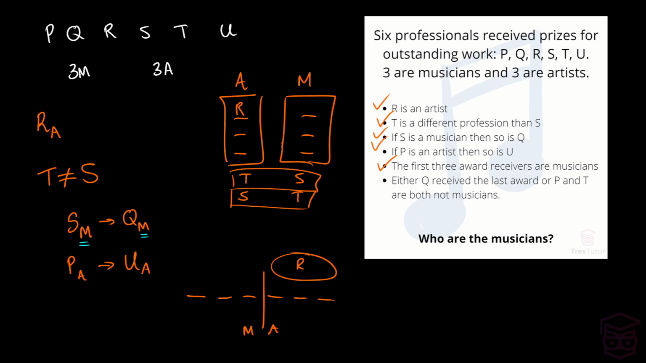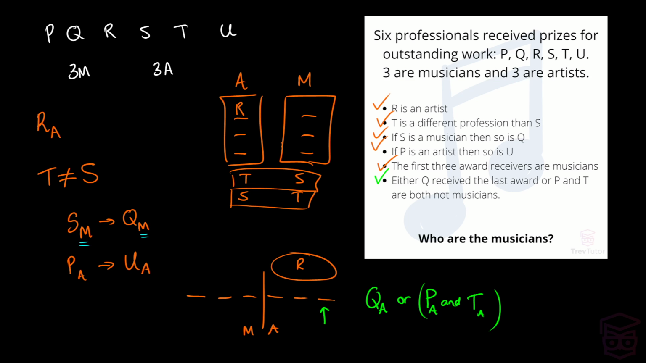Okay, the last rule says either Q received the last award. So if Q receives the last award, that means Q is going to be an artist. Or P and T are both not musicians. So basically, if P is not a musician, that means T is an artist, and T is not a musician, that means that T is an artist. So we have all of our information here. It's quite a bit. And the question is, well, where do we start with this?